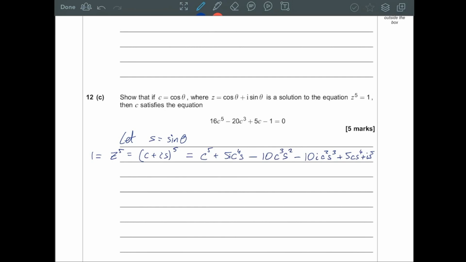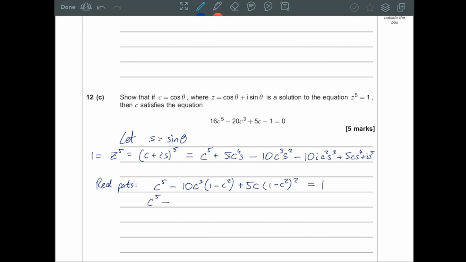Brilliant. Okay, but then if I look at the real parts, because the imaginary part should just be 0, and the real part is what gives me the C to the 5. I've got C to the 5 minus 10C cubed. Now I don't like the S squared, so I'm going to replace that with 1 minus C squared. And the other real one is the 5C times (1 minus C squared) squared equals 1. Again, replacing the S squared.